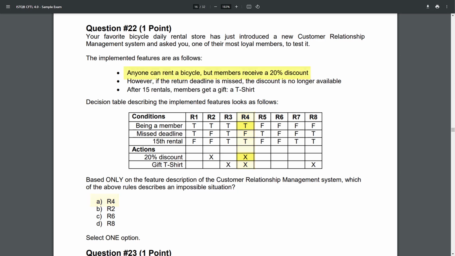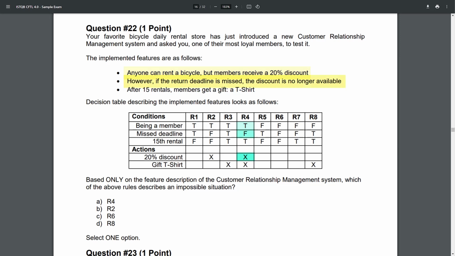The first rule is, anyone can rent a bicycle, but members receive a 20% discount. As we see, the condition of being a member is set to true, and the action 20% discount is marked as having happened with a cross mark. Accordingly, these table rows meet the conditions in the requirements. Let's check the next condition.